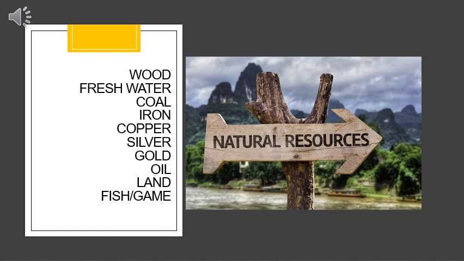The natural resources available in the United States of America were most plentiful in the Midwest and the western regions of the country. Wood to be used as timber for building and construction, fresh water, coal, iron ore, copper, silver, and gold mines and reserves, oil, the abundance of land, and the fish and game, particularly in the Midwest and Western United States.